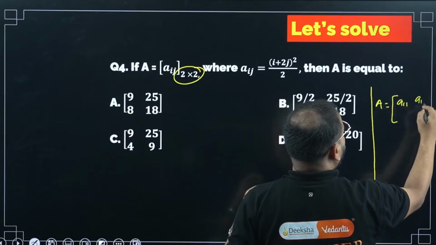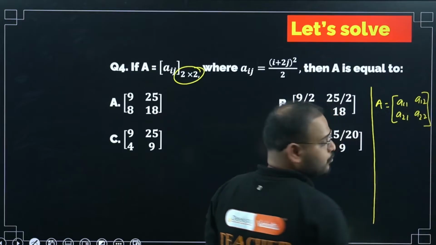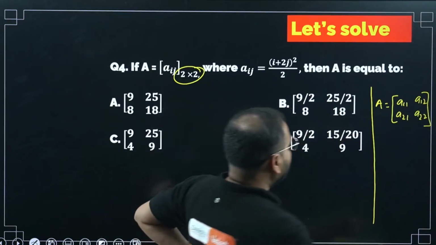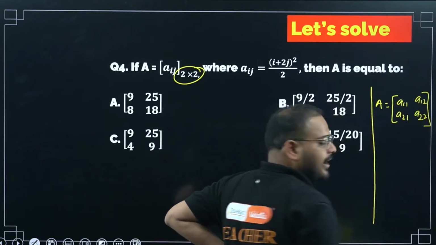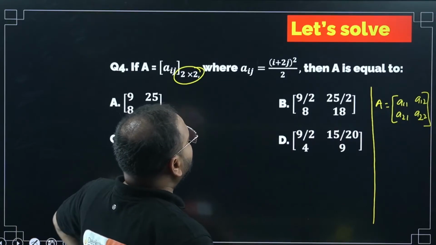A11, A12, A21, A22. I hope this is visible. Yes, sir. A22, correct? Okay, sir. Let's perform the calculation, please.